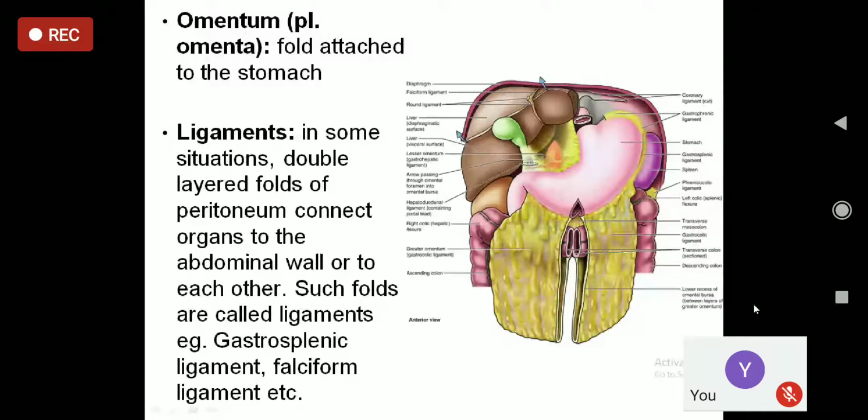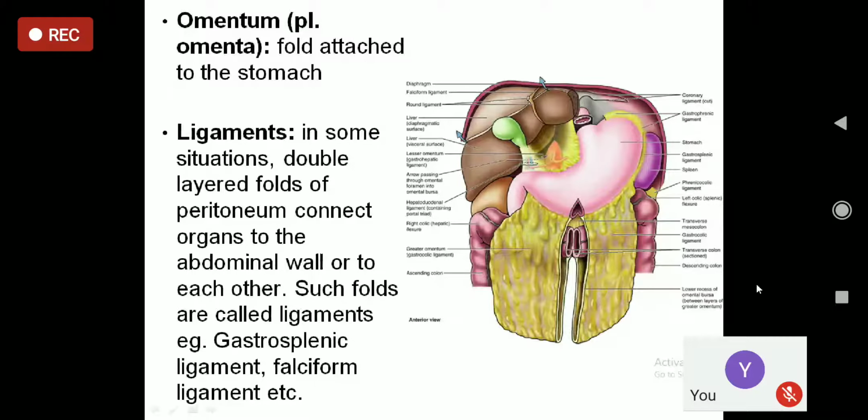And other terminologies may be the omentum in relation to the stomach. So the plural is the omenta, the fold attached to the stomach. It may be the lesser omentum towards the lesser curvature and greater omentum towards the greater curvature. So omenta towards the attachment on the stomach.